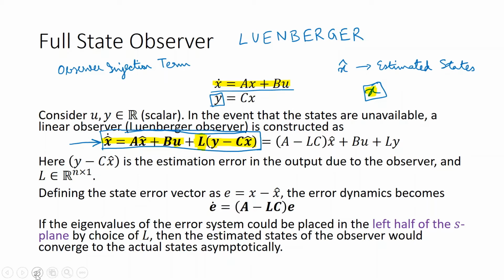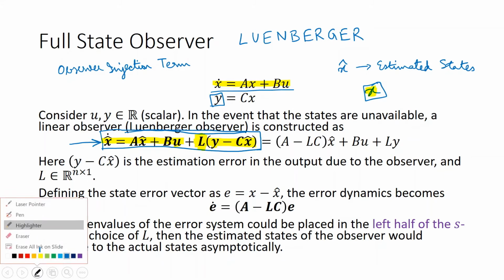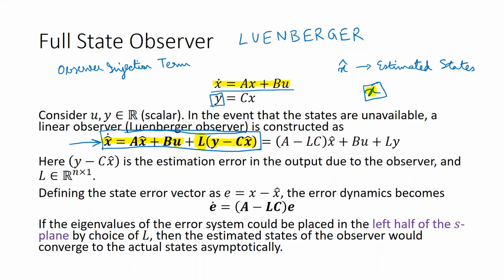Now C x hat is what? C x hat is the estimated output. With the help of the estimated states x hat, if you do C x hat, you will get the estimated output, and you have the measured output. So you have a difference between these two, and then you multiply with L. That forms your injection term. This L is of appropriate dimensions.